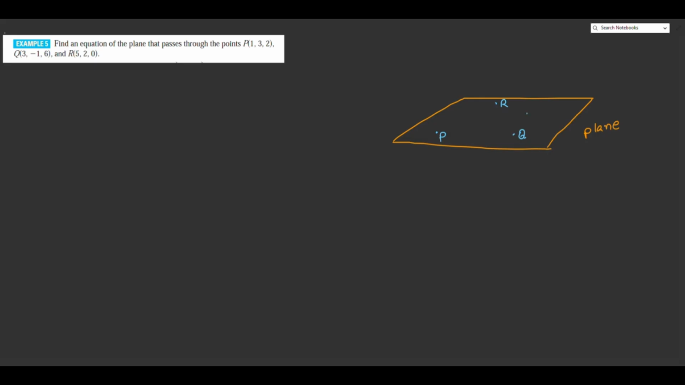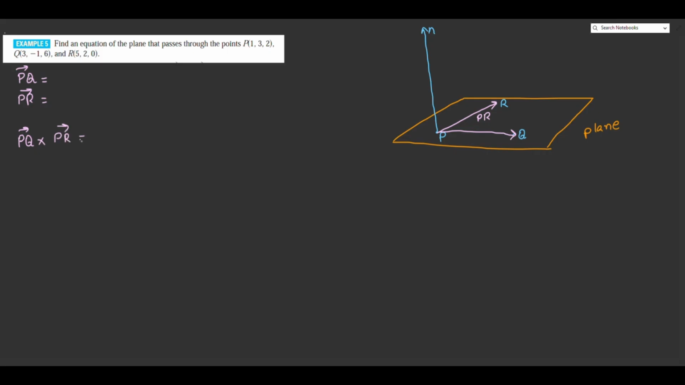The normal vector is not given here, so you need to find it yourself by using the concept which we have learned before. How can we find the normal vector to this plane? We have done this type of question previously. First, we will find two vectors with the help of the points given in this question. First find the vector PQ, then find the vector PR, and later we will find the cross product of these two vectors.